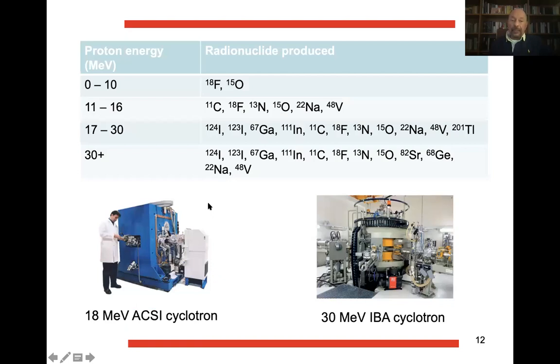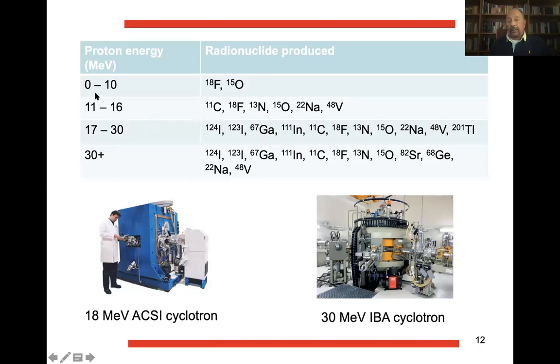So typically you see the cyclotrons that you use, depending on the energy of the cyclotrons. This is a small low energy 18 MeV IBA cyclotron. There are different companies producing these low energy cyclotrons. For high energy cyclotrons, one of the main retailers is IBA, a Belgian company that also produces cyclotrons for proton therapy.